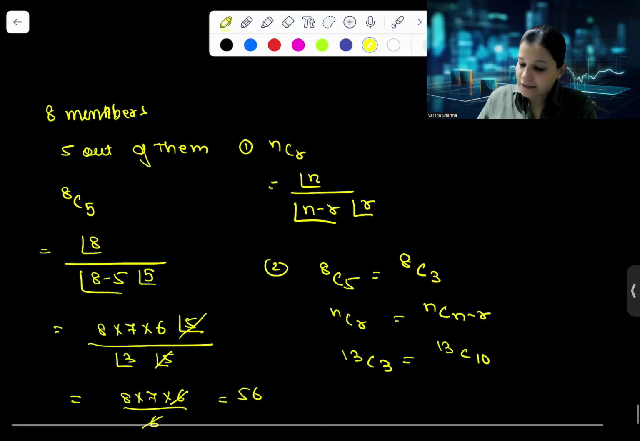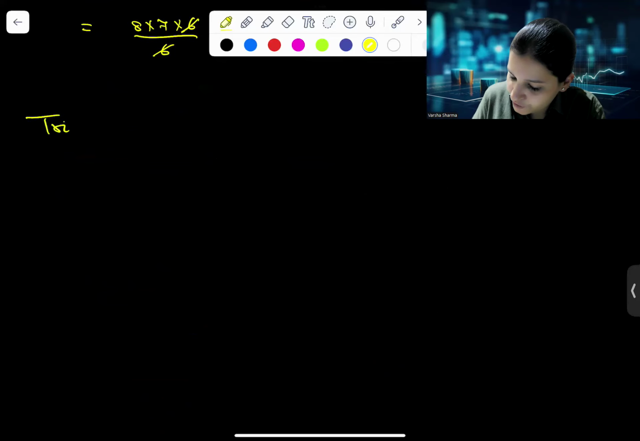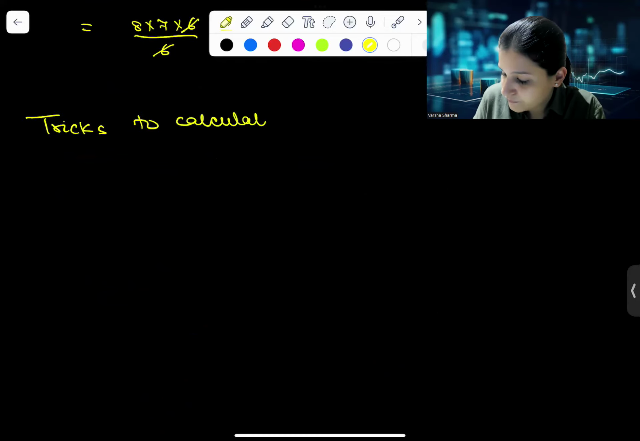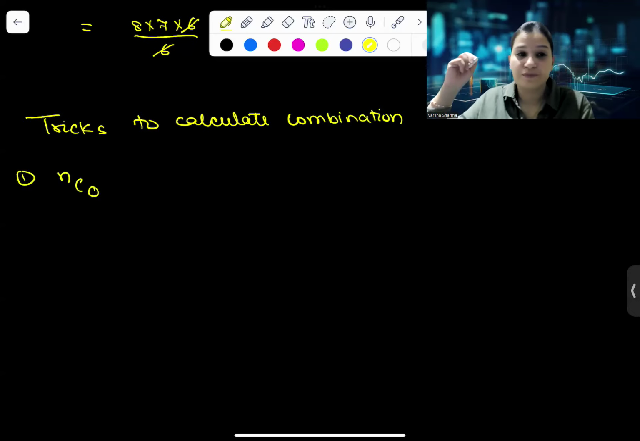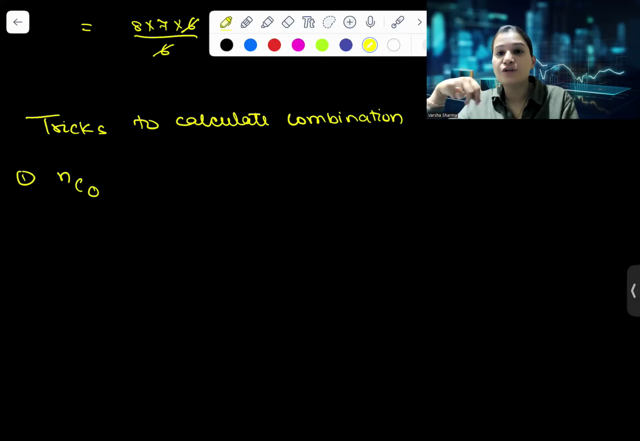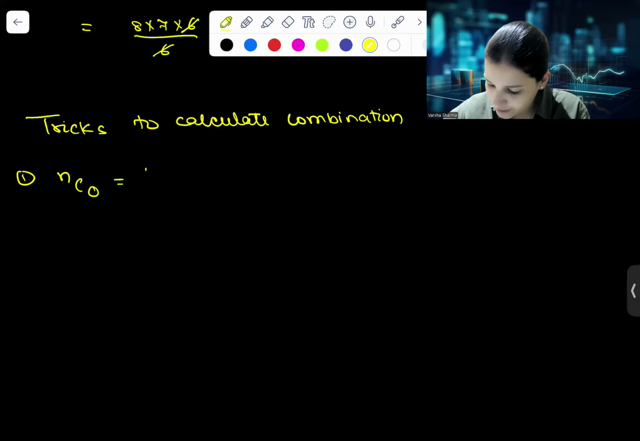There are also certain tricks that we use to calculate combination. First, nC0. Out of n, choose 0 people. That means don't choose anyone. So you don't need to multiply any number. So the answer would be 1 divided by factorial 0. Factorial 0 is what? Again 1.